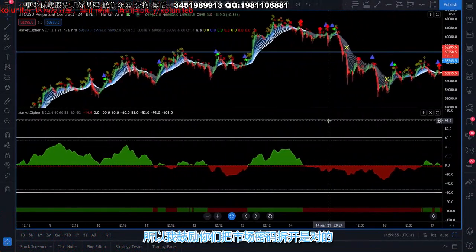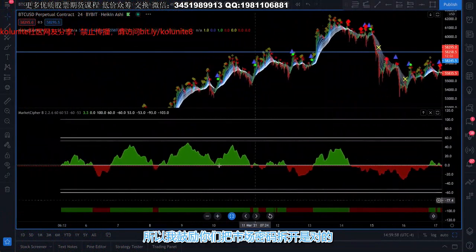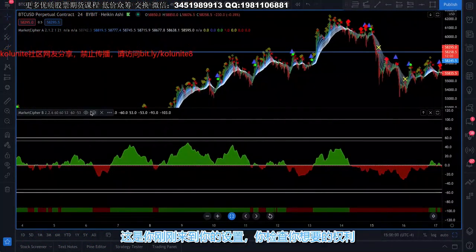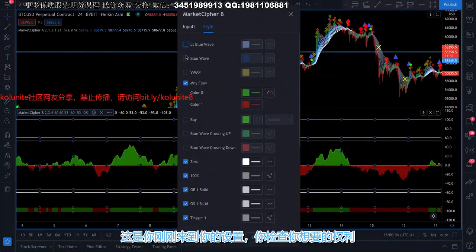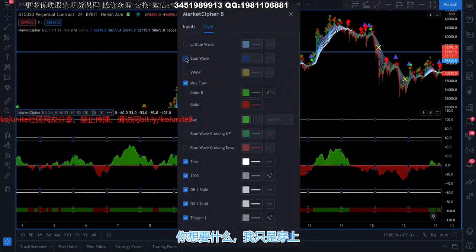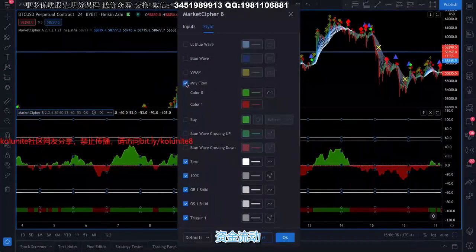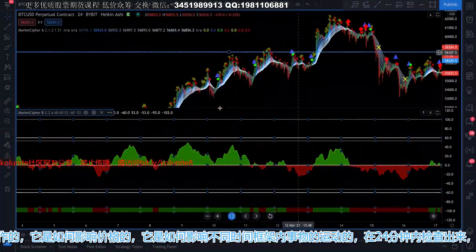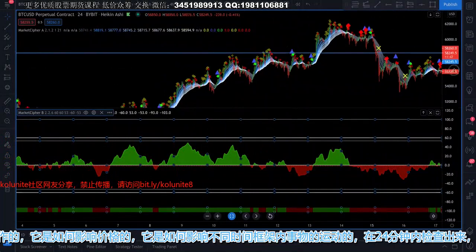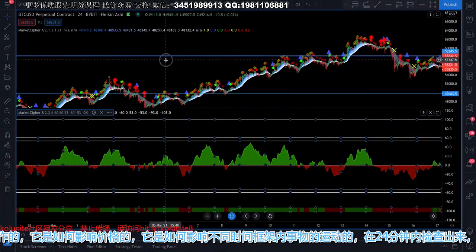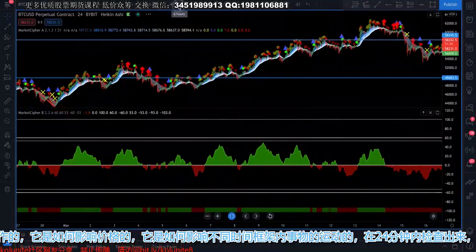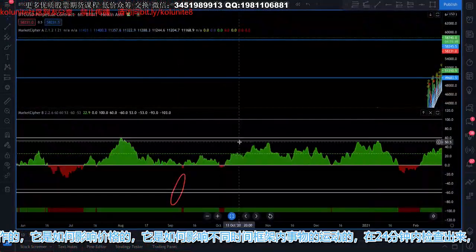So I encourage you guys to just take apart Market Cipher B, right? The way I did this is you just come to your settings and you check what you want on, and what you want off. And I only put on the money flow. And just go back and backtest the money flow. Get a feel of how it works, how it affects the price, how it affects the movement of things on different time frames. Check it out on the 24-minute. Check it out on the 6-hour, right? Look at the 6-hour.